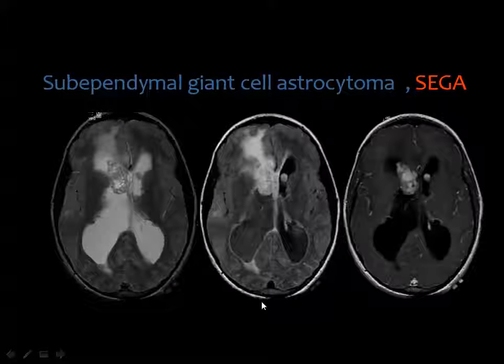Then you know that MRI is less sensitive than CT in detection of calcium, but you can still diagnose the lesion by its characteristic location and enhancement in the frontal horn of the lateral ventricle.